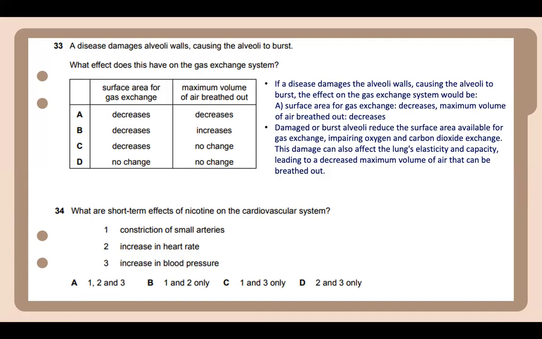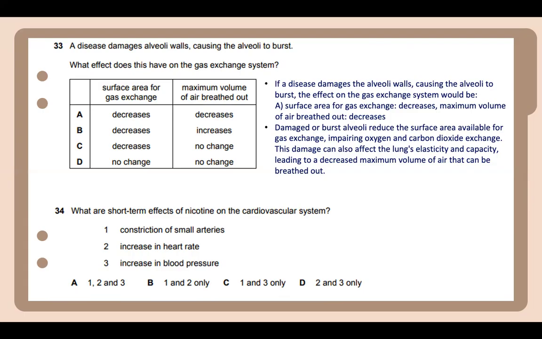Damaged or burst alveoli reduce the surface area available for gas exchange, impairing oxygen and carbon dioxide exchange. This damage can also affect the lung elasticity and capacity, which leads to a decreased maximum volume of air that can be breathed out.